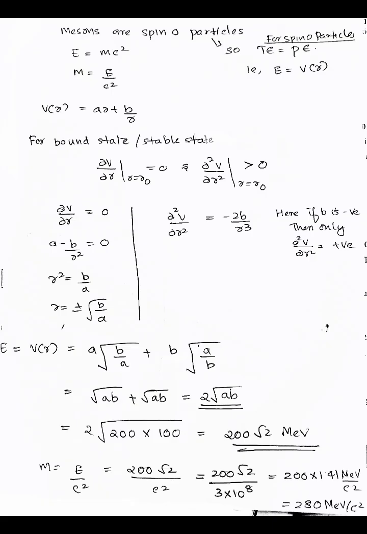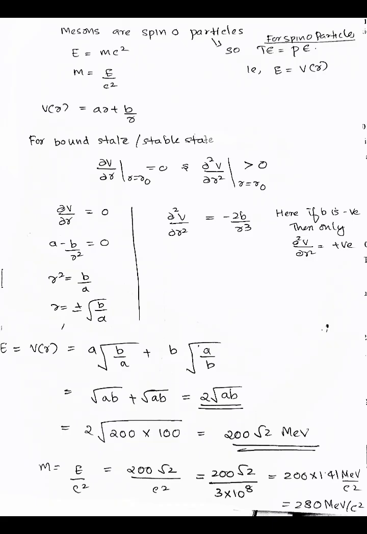The next question is, in a classical model, a scalar spin zero meson consists of a quark and an antiquark bound by a potential V of R is equal to AR plus B by R, where A is equal to 200 MeV femtometer raised to minus 1 and B is equal to 100 MeV femtometer. If the masses of the quark and antiquark are negligible, then the masses of mesons can be estimated as approximately dash. So here we know that the mesons are spin zero particles, and for spin zero particles total energy is equal to potential energy, that is E is equal to V of R.